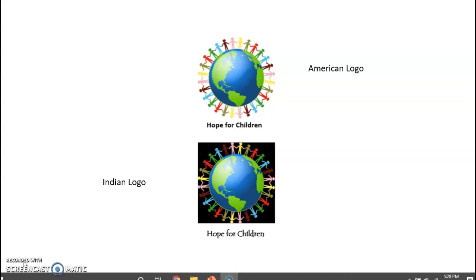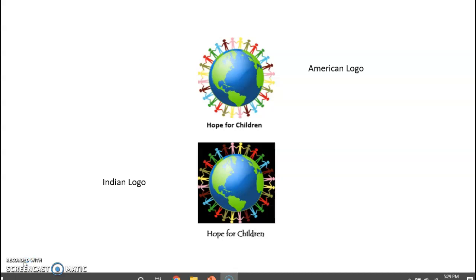This image represents peace and happiness around the world. This leads the viewer to believe that Hope for Children is a peaceful organization. Both images can be scaled down or up in size without losing the clarity of the logo. The image in the logo promotes people to help others around them.